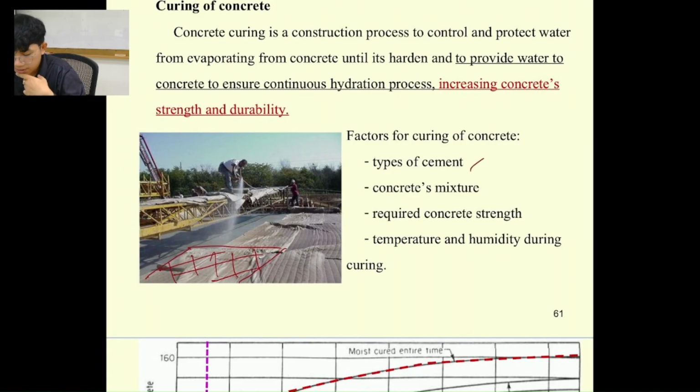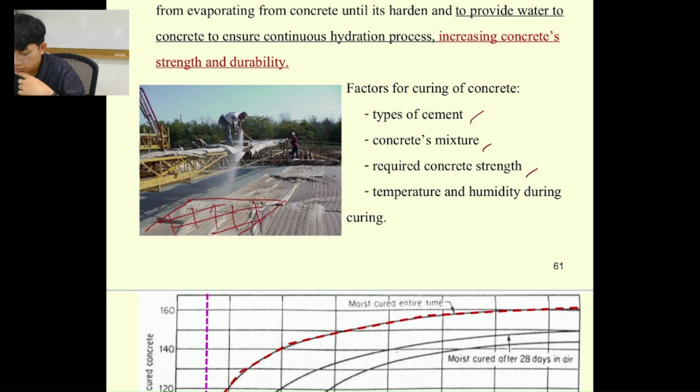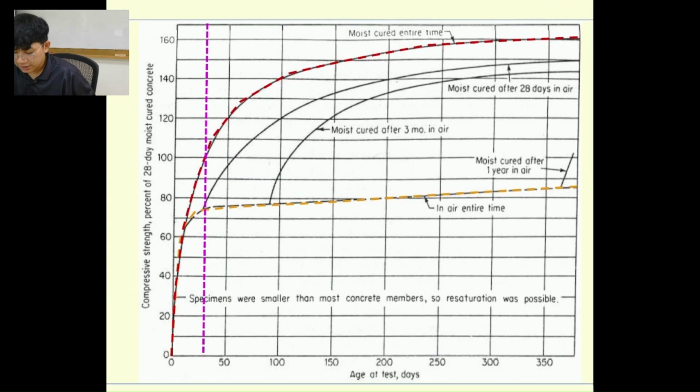We have the type of cement, the concrete mixture, the required concrete strength, and then the temperature and humidity during the curing. Okay? For example, look at this graph.